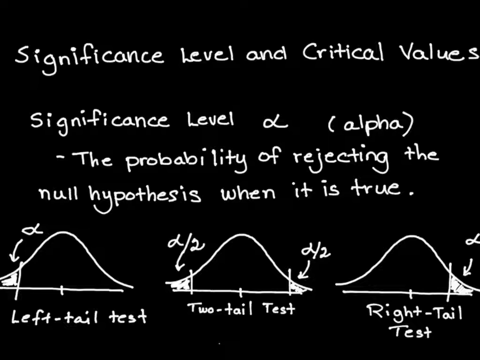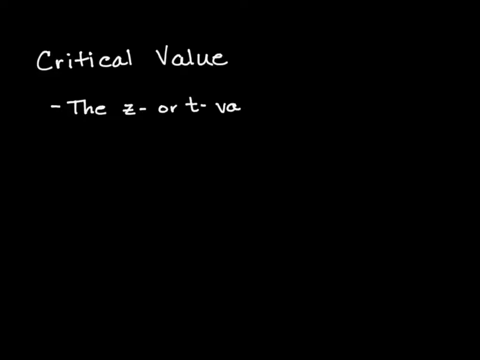And notice that in the left tail test, alpha is the area in the left tail. In a two-tailed test, we have to split alpha between the two tails. So we have alpha divided by 2 in the left-hand tail and alpha divided by 2 in the right-hand tail. And then in a right tail test, alpha is in the right tail. So we have our three types of tests, and alpha is just in whatever tail is appropriate for that particular problem.